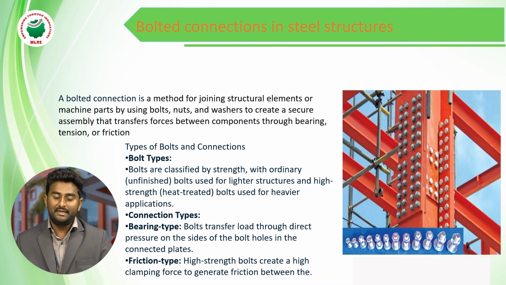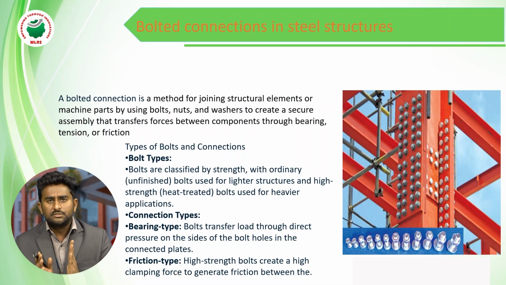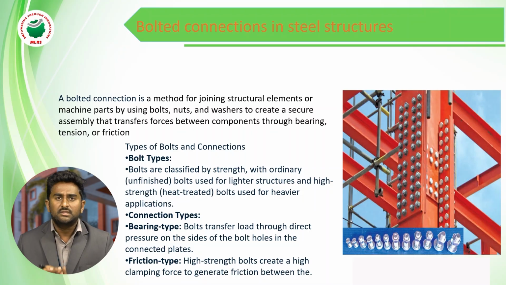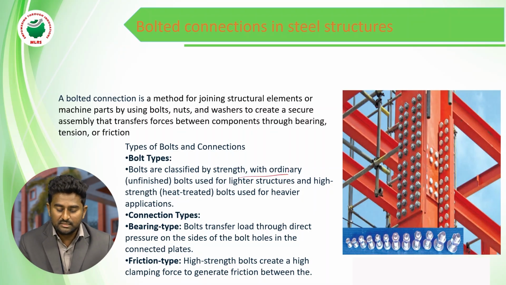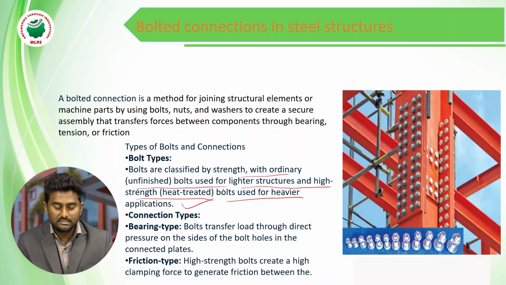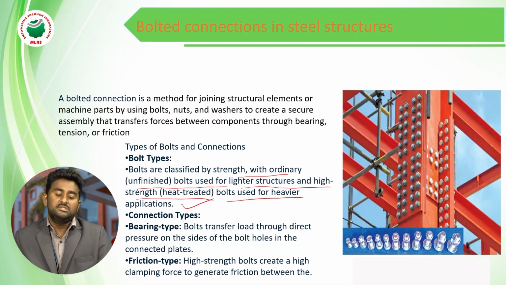Next, coming to the bolted connections in steel structures. Bolted connections help connect one structure to another structure. We can use bolts to connect one structure to another. Bolts are classified by strength: ordinary, unified, lighter structural bolts, and high strength, heat treated bolts for heavier applications. There are two types of bolts: bearing type connection bolts and friction type bolts.